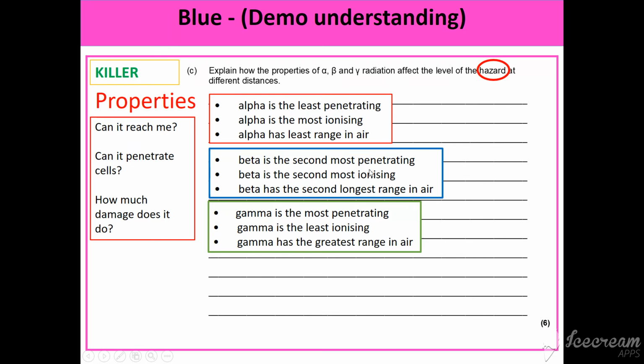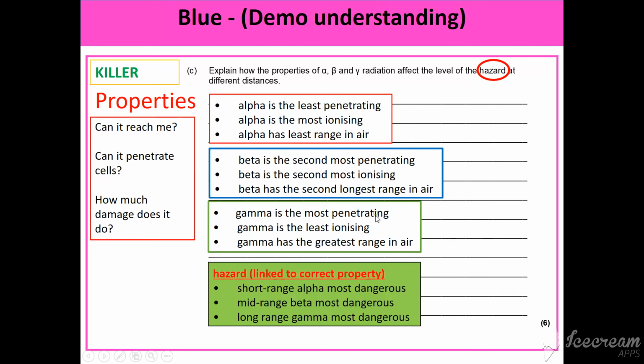You could write all of this down, but only get 2 marks out of the 6. It's because you have to link this to the hazards that these present at the different distances. So this is what you need to get anywhere between 3 to 6 marks. By saying that alpha is the most dangerous at short range, because it's the most ionizing, but it has to be really close to the cells to do any damage. The mid-range beta is the most dangerous because it's less ionizing than alpha, but more ionizing than gamma.